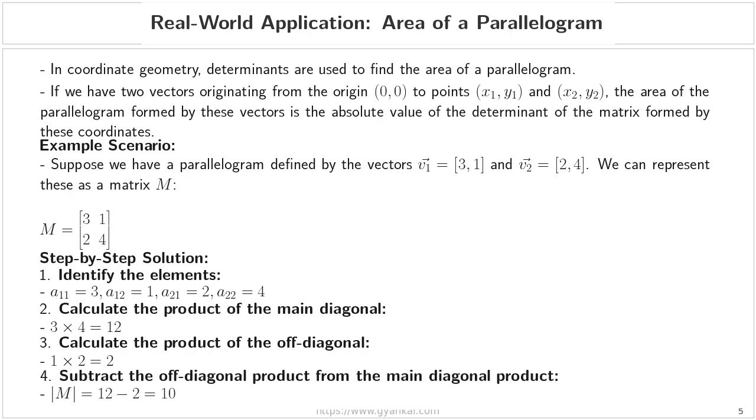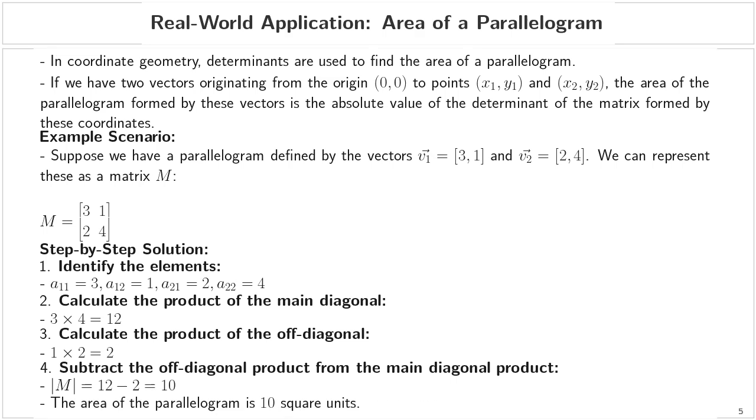Finally, step 4, we subtract the off-diagonal product from the main diagonal product. So, the determinant of matrix M, written as the absolute value of M, is 12 minus 2, which equals 10. Because the determinant is 10, the area of our parallelogram is exactly 10 square units.